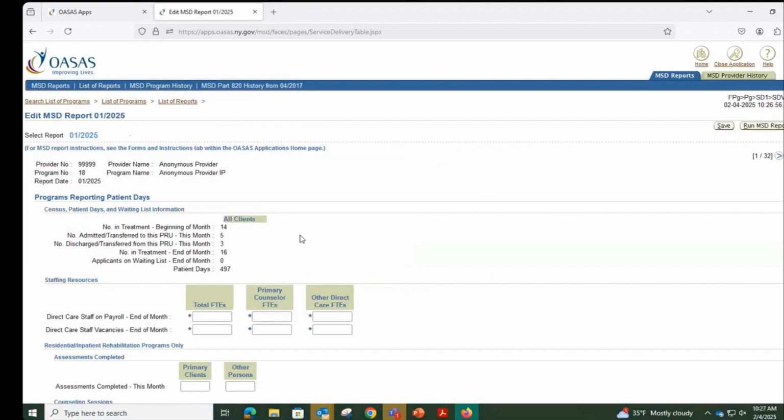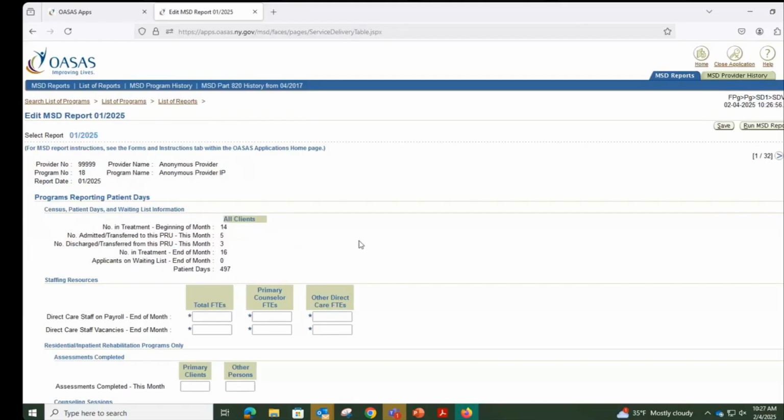Again, we see that CDS information populating, and we see the patient days, which is the unit of service for a bedded program, and that'll populate there. So if you see an issue with your patient days, you want to be looking at your CDS entries, not your MSDs.